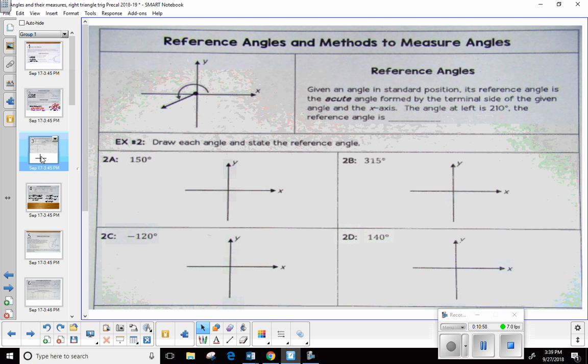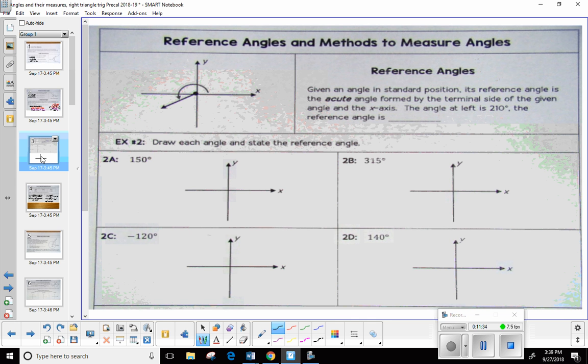Coterminal. Now we're going to talk about something called reference angles. Reference angles are going to be really important to us when we get to the unit circle because they're going to help us create triangles that we can use to solve our trig functions. So it says, given an angle in standard position, its reference angle is the acute angle formed by the terminal side of the given angle and the x-axis. And really that should say the closest x-axis. So either it's going to create the angle with the negative or the positive x-axis, whichever one happens to be closest. And it's always the x.